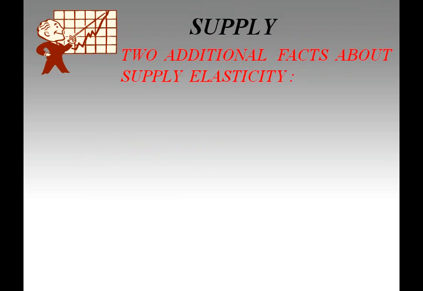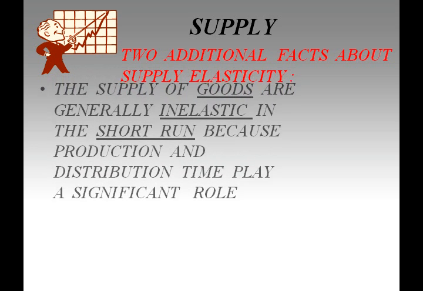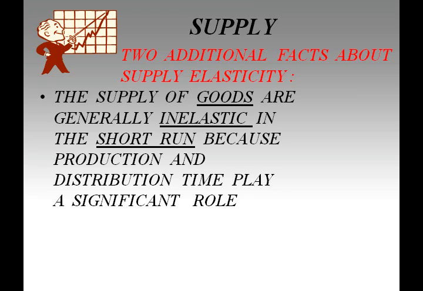Now, a little different than with the concept of demand, there are two additional facts about supply elasticity that we need to cover. Here's the first. The supply of goods to a market are generally inelastic to price change. And what we mean by that is how much gets supplied to a market is inelastic to a price change in the short run because of production and distribution time playing a significant role in what can be supplied.